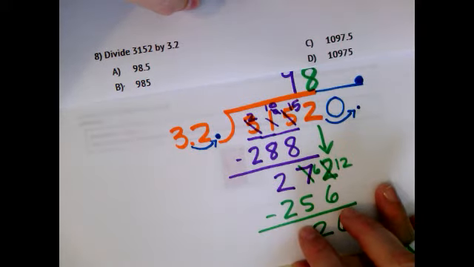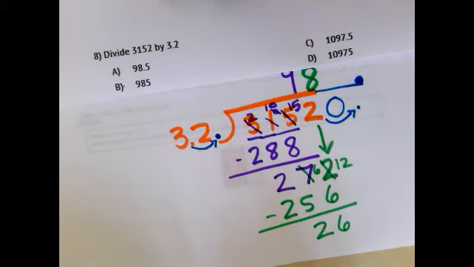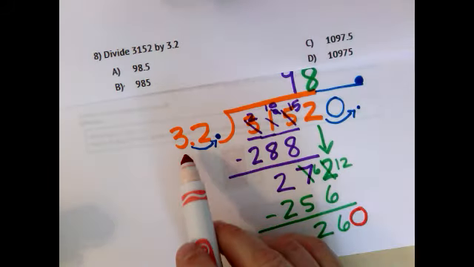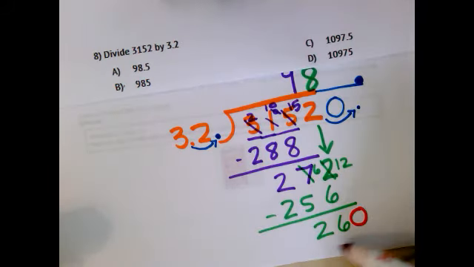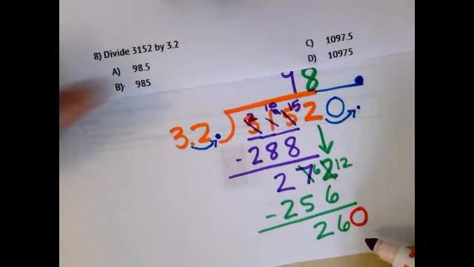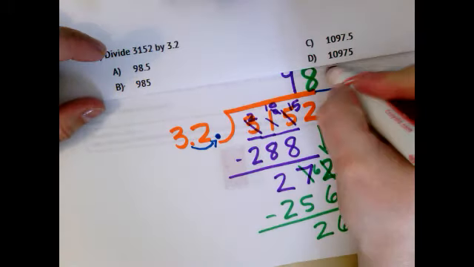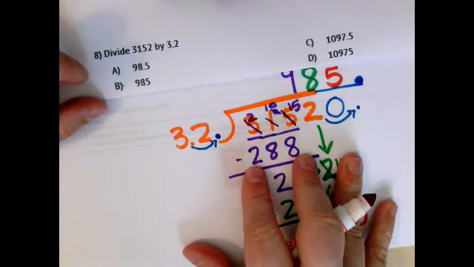All right, let me scooch this up a little bit here. All right, so then I'm going to bring my last zero down here, and say 32 goes into 260 how many times? Well, I can see that the next digit here is 5, so I'm going to try that. And I would work that all the way through.